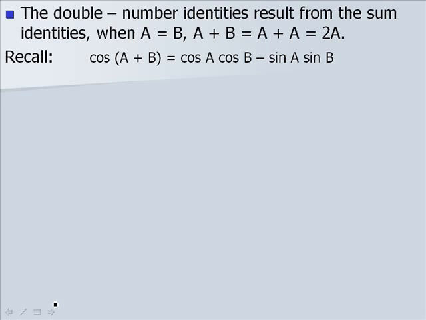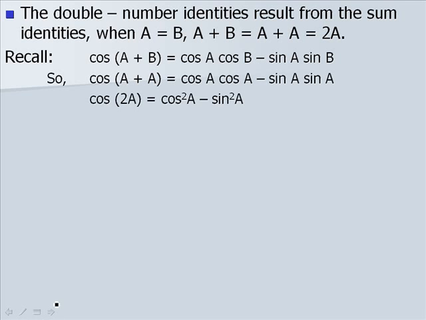Recall one of our sum identities here. When we replace b with a, we have the cosine of a plus a, which results in the cosine of 2a, and we see that we end up with cosine squared of a minus sine squared of a when we work it out. This is one of our identities for our double numbers.